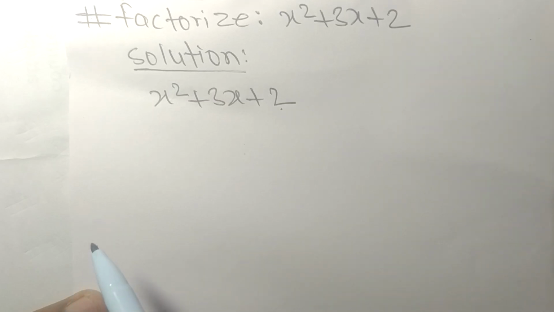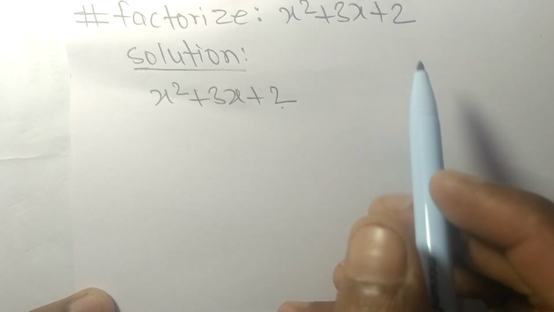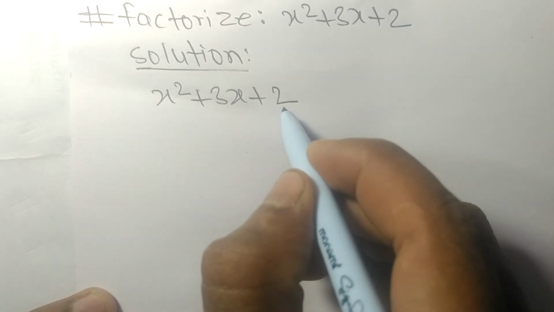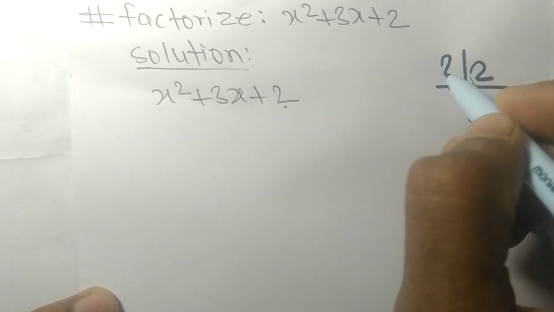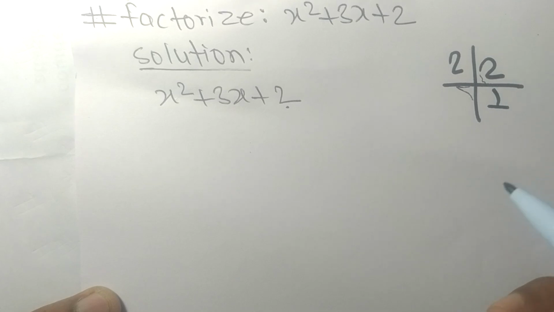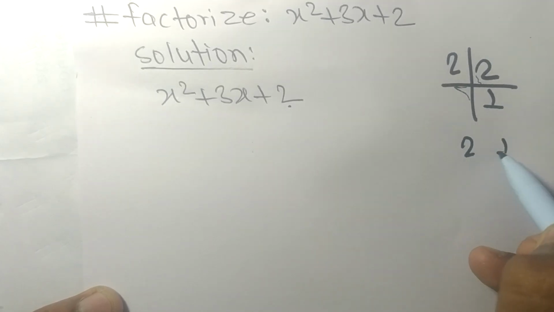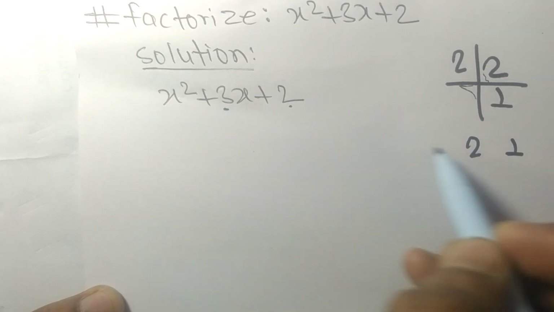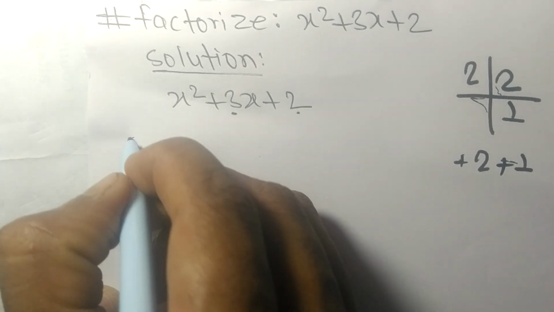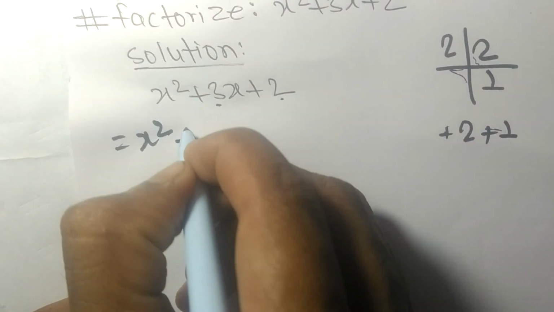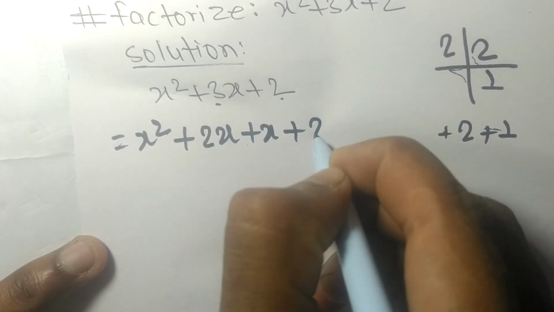So today in this video we shall factorize x² + 3x + 2. So first of all we factorize the last number, 2. On factorizing we get 2 times 1, which is 2. So the numbers we have are 2 and 1, and in the middle we have 3, so plus 2 and plus 1. So it becomes x² + 2x + x + 2.